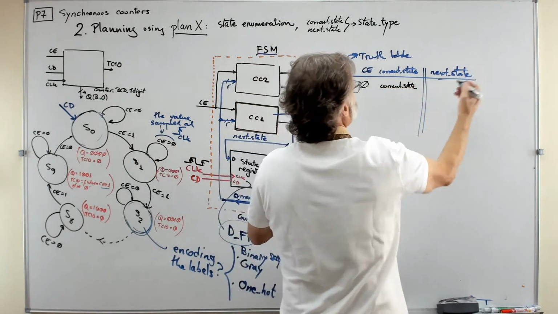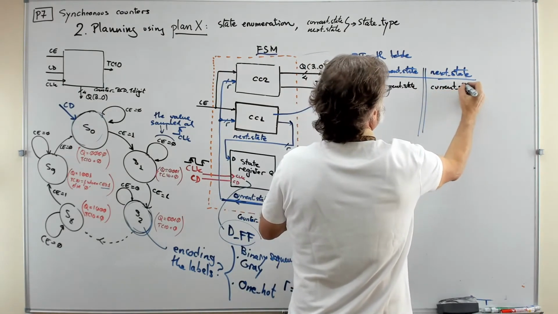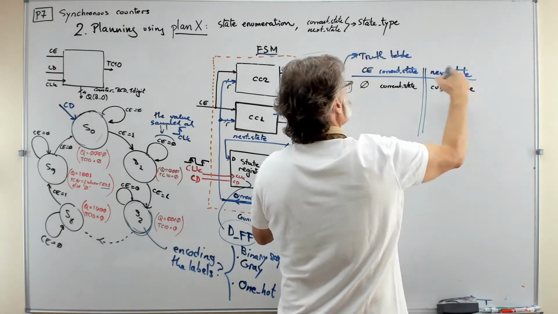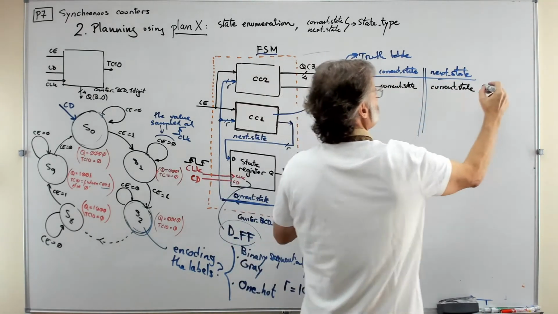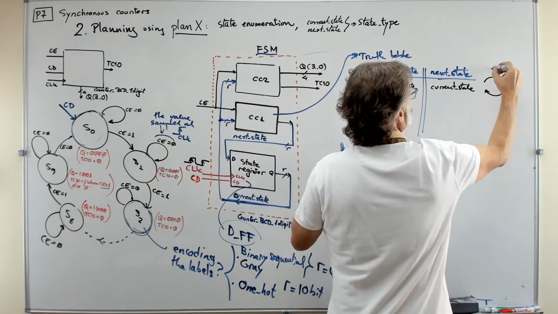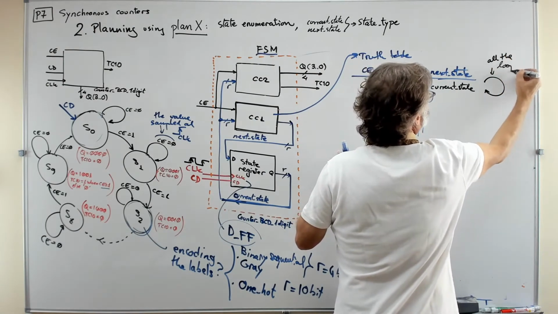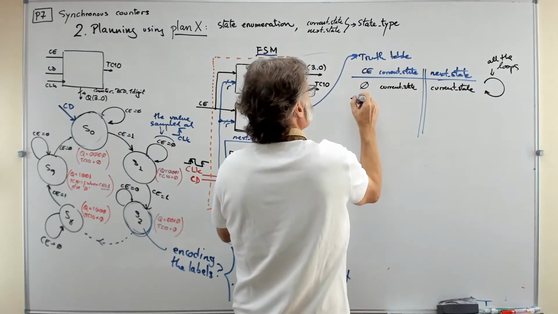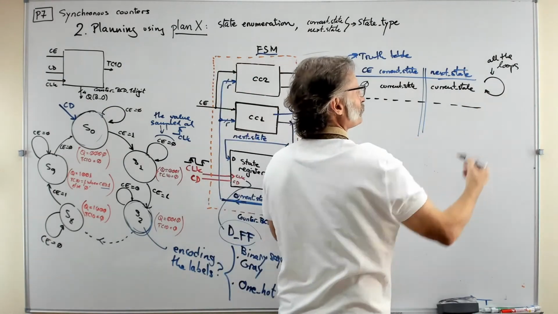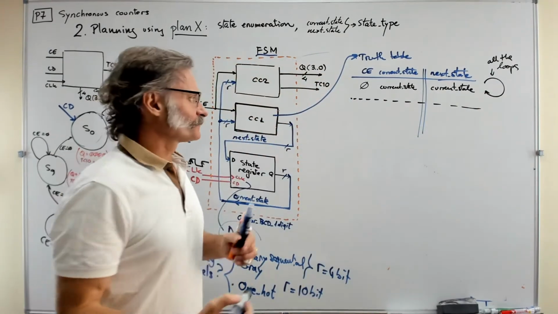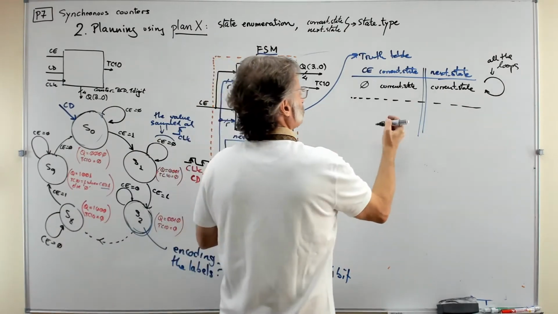Whatever, the next state is the same. Current state. You see? The next state is the same current state that you have now. So if count enable is 0, this implements all the loops. And now you can subdivide the table in 2 sections. That is the one section for all the 10 loops. So now what is left is the 10 translations of a state transition.